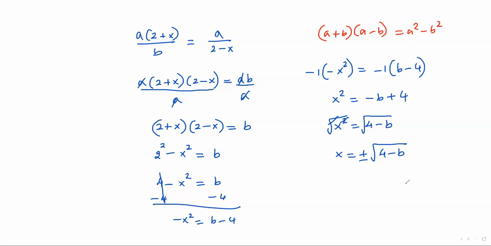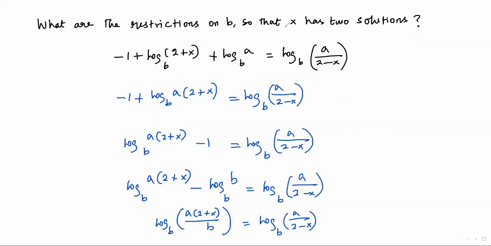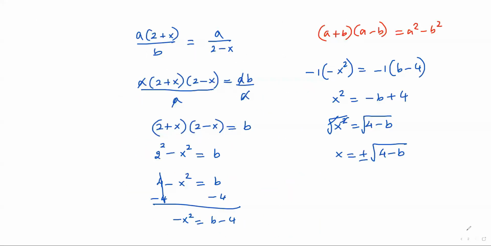Now, I must get two solutions for x because that's a condition given in the question. One more thing is that here we have a square root. Inside the square root, if the value is negative, it will be considered imaginary. If I want a real solution for x, the value inside, that is 4 minus b, has to be either 0 or greater than 0. That is, 4 minus b is greater than or equal to 0. Here we have two options: 4 minus b is greater than 0, and 4 minus b is equal to 0.